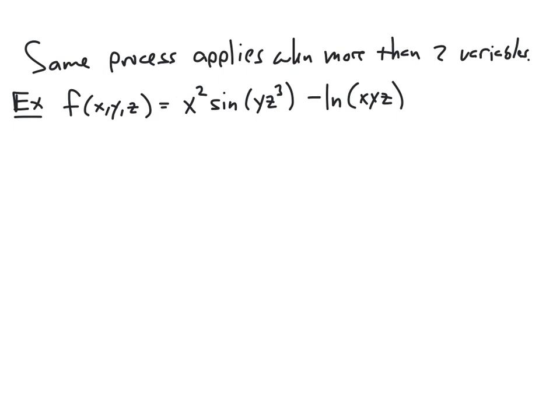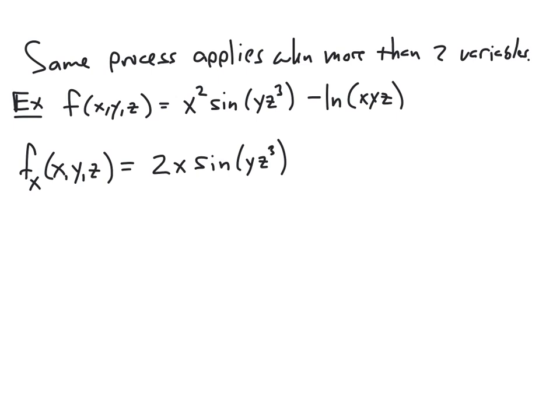So if I want to compute the partial with respect to x, we'll do this one first. This will be a function of 3 variables, x, y, and z. We're going to treat y and z as constant and differentiate f with respect to just x. So in the first term, I have x squared, which we know the derivative of that is 2x. And then the remaining part of that term, the sine of yz cubed, does not involve x. And so we want to think of that as a constant. And so this just gets multiplied by 2x.